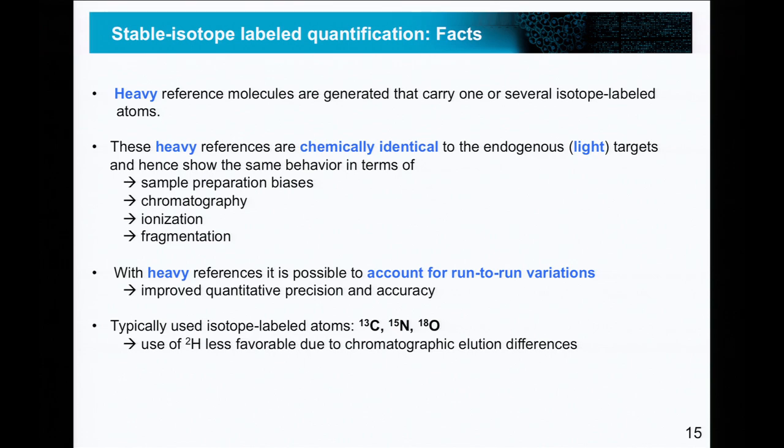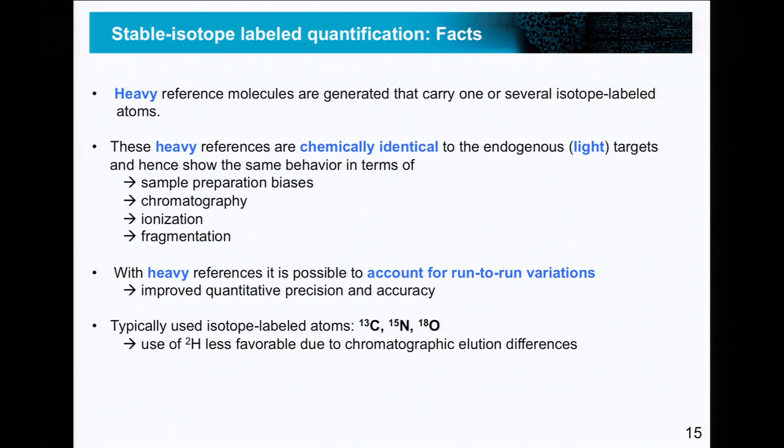The important concept here is that these heavy references are chemically identical to the endogenous light target, and therefore they have exactly the same behavior when it comes to sample preparation biases. So if you lose peptide, you will lose your heavy reference peptide in the same way as your target peptide. They have the same chromatography, the same ionization efficiency, the same fragmentation. So by using these heavy references, you can account for variation that happens from the moment you have spiked these references into your sample. And that's why you are more precise and accurate with these methods.